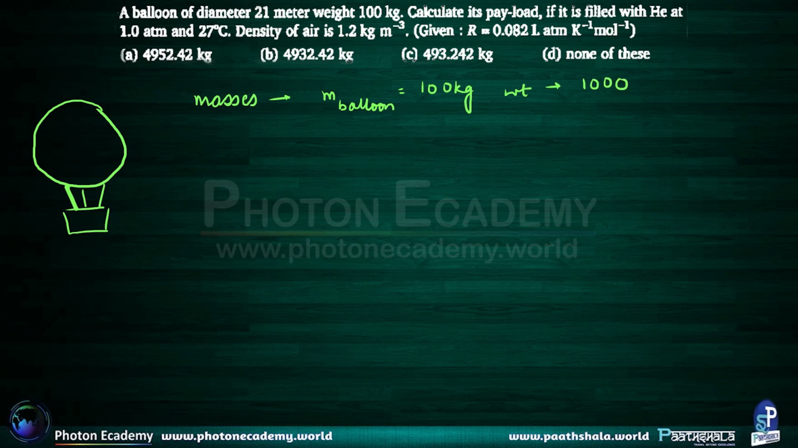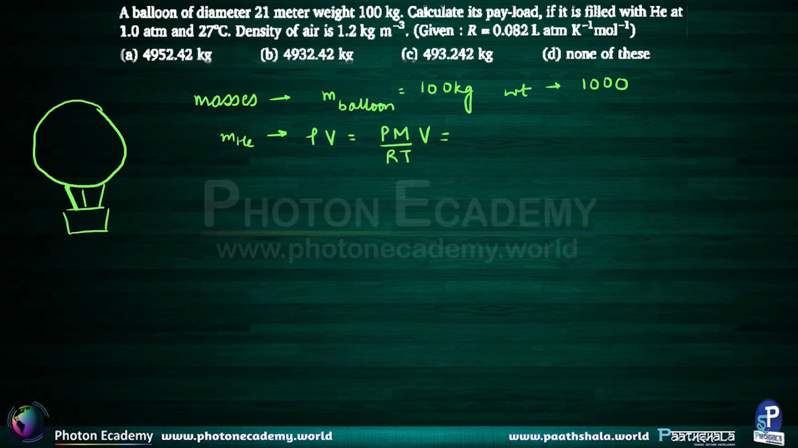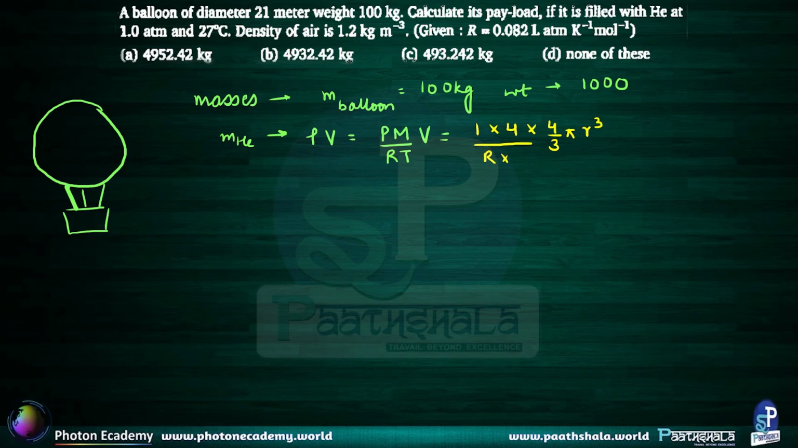Then mass of the helium inside. Now mass is equal to density into volume, and density we know is PM by RT. So this will be the mass of helium enclosed. So the pressure of helium is 1 atm, the molecular mass of helium is 4, the volume is 4 by 3 pi R cube, and the temperature is 27 degrees Celsius, which is 300 Kelvin, right?